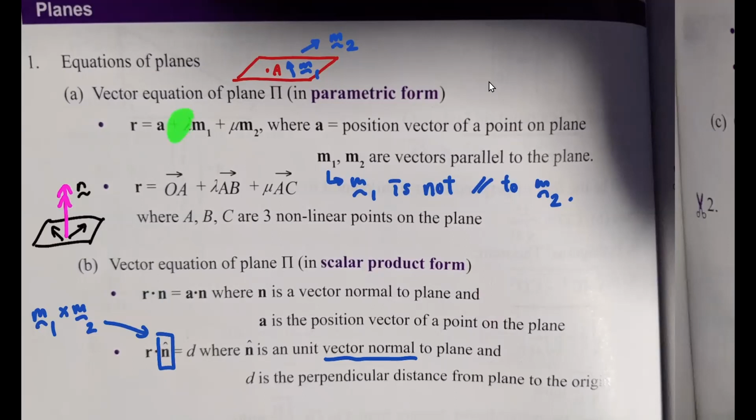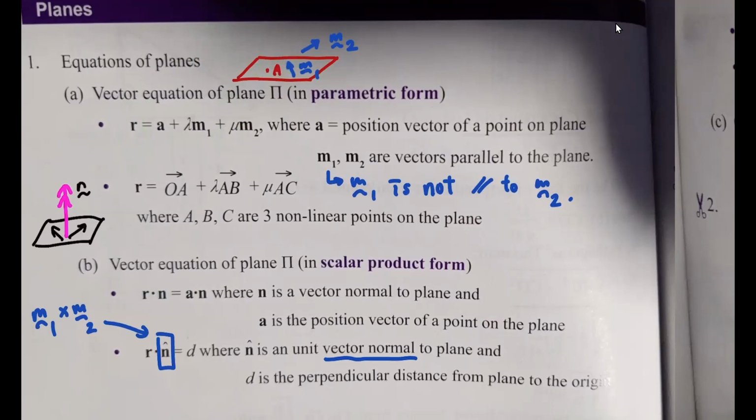Take note that there's also the plus lambda and plus mu in the first one. Whenever you have an equation of a plane, you're really just describing a bunch of points lying on the plane, and you represent each of those points by a position vector. Starting from the origin, you go towards that point, and that vector will be represented by a generic vector r. How do we get to all the points on the plane? You can think about it like this.